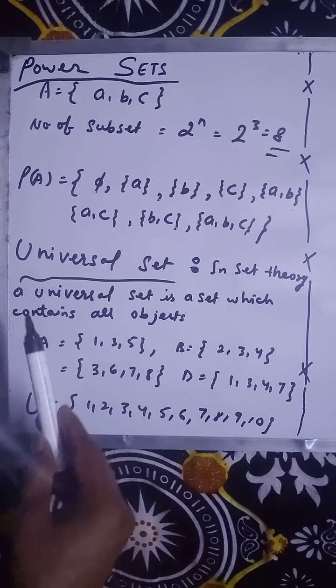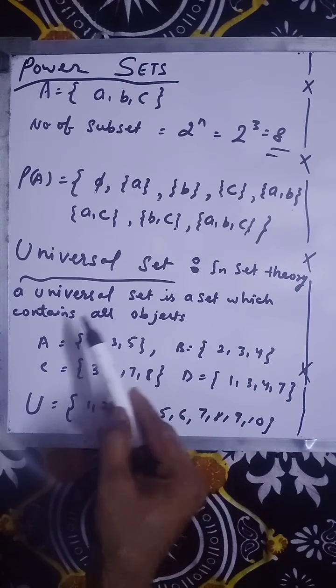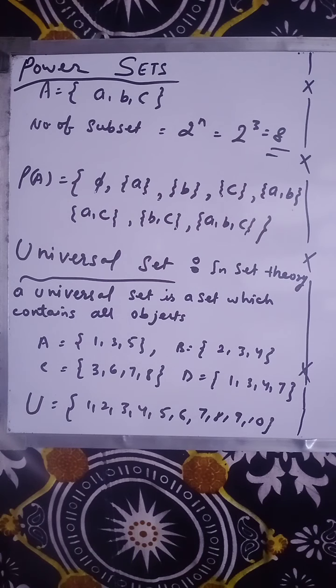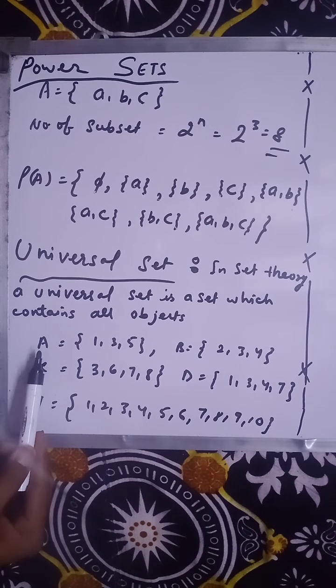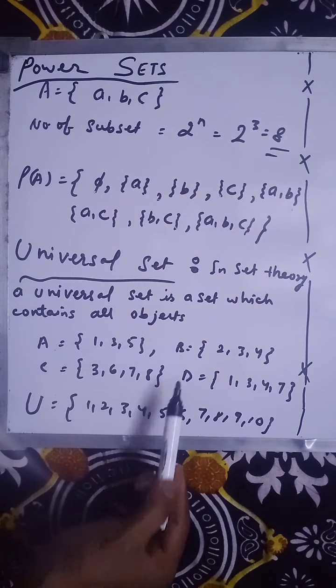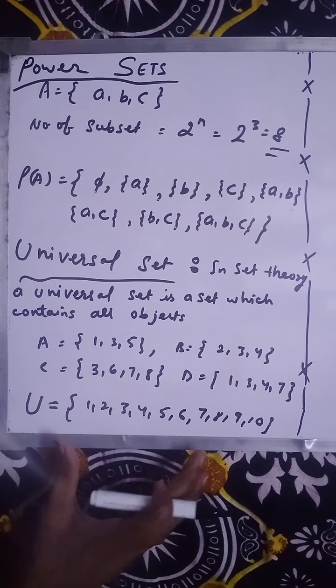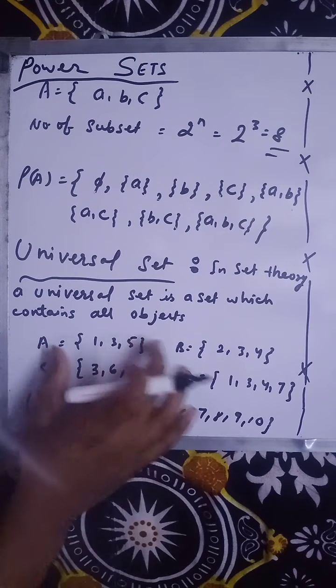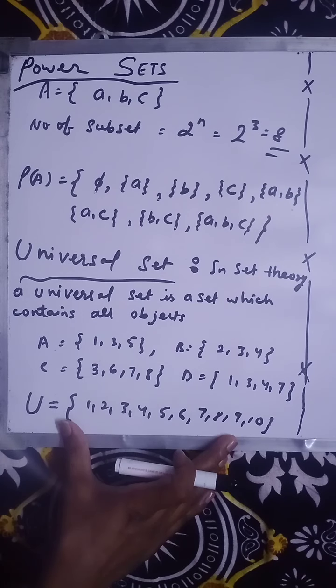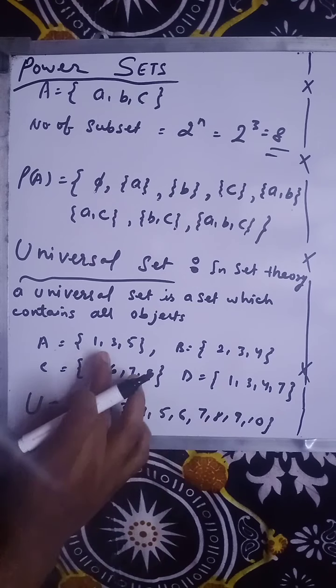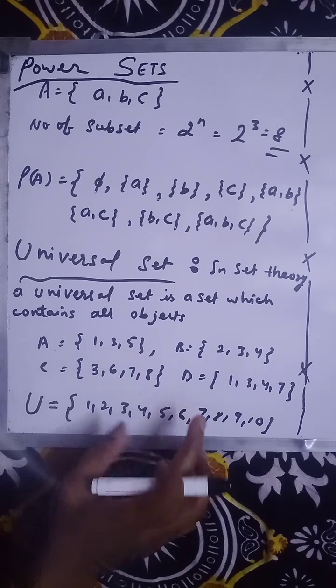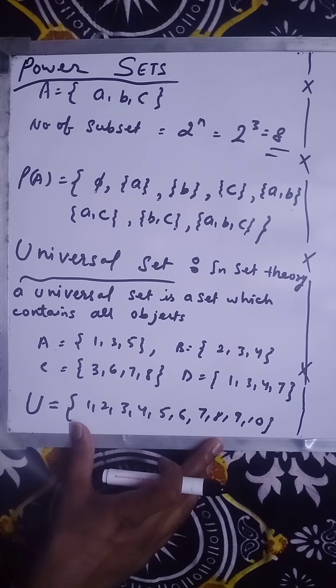In set theory, a universal set is a set which contains all objects. Means what? All objects means what? Suppose we have 4 sets here, A, B, C and D. Okay, here I am writing the universal set. So all the elements of the sets A, B, C, D are coming in the universal set. You can check it out.